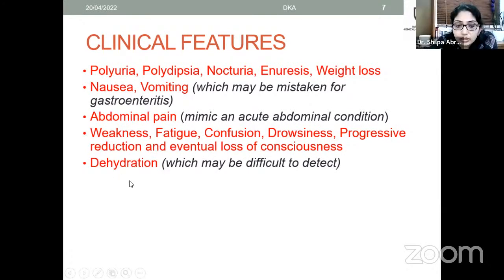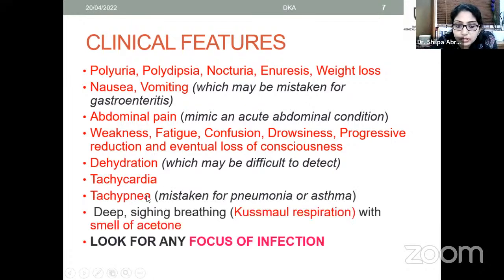Okay. Then evidences of dehydration may be there. So that's tachycardia, then tachypnea, deep sighing, small respiration, and smell of acetone. And it's always important that you look for any focus of infection, because especially in children, DKA may be precipitated by an ongoing infection. So always be on the lookout for any focus of infection.